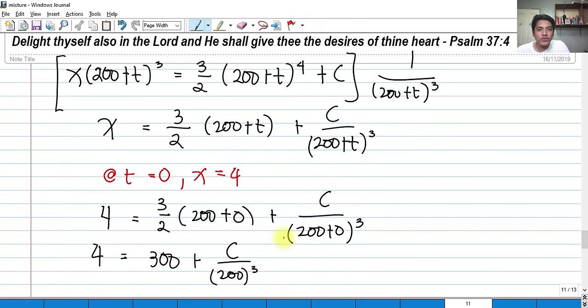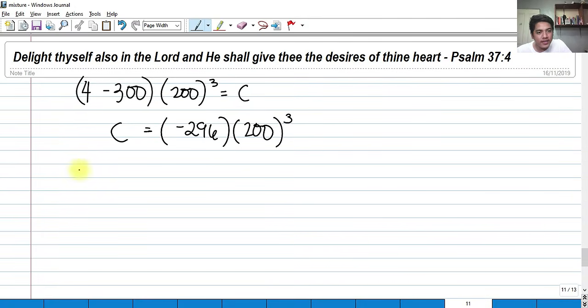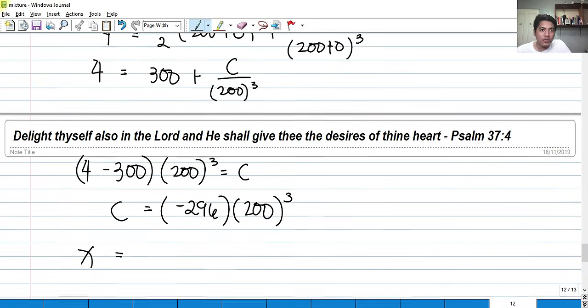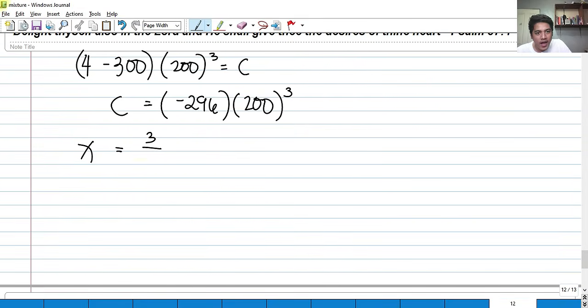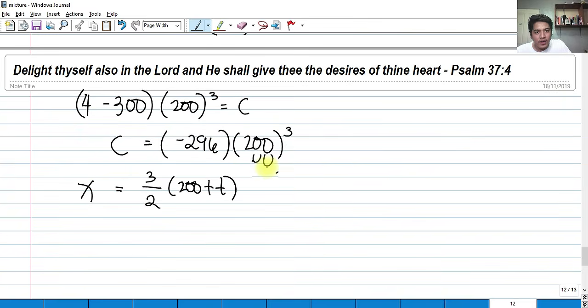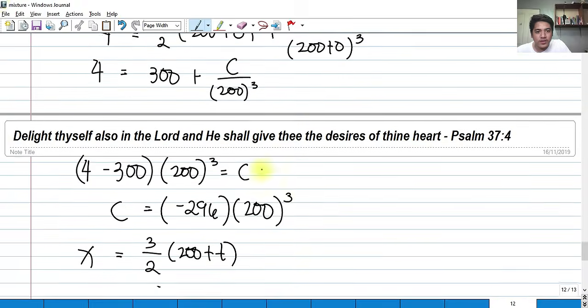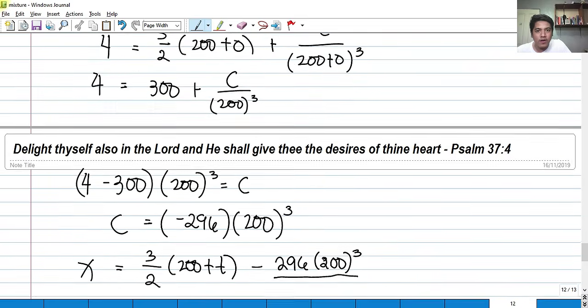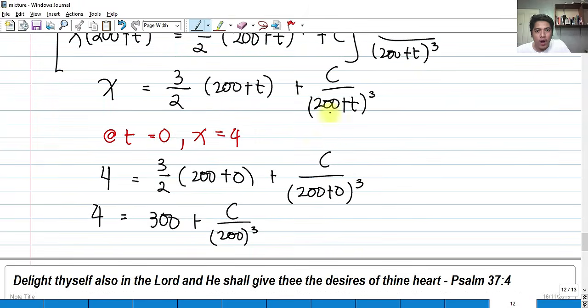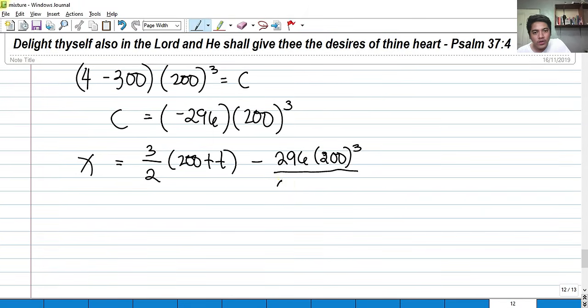So therefore, the amount of salt at any time t inside the tank is equal to, let's go back to our general solution, 3 halves times (200 + t). Take note that c is equal to negative 296 times 200 cubed, over (200 + t)^3.